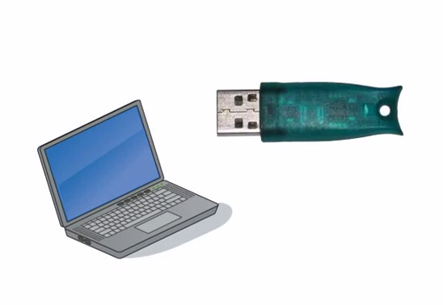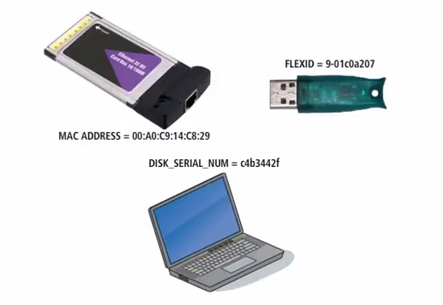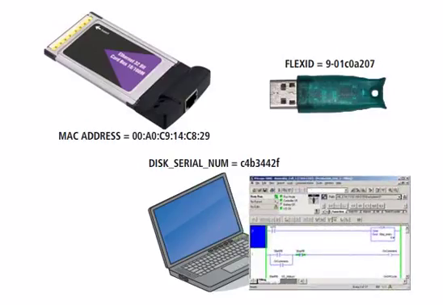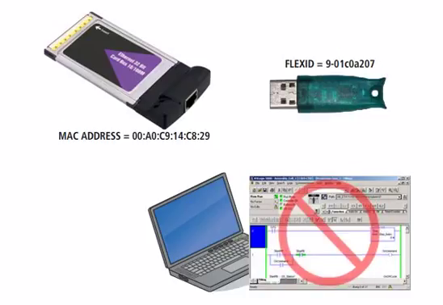FactoryTalk activations use host IDs to lock each software activation file to a specific hardware device. A host ID is a unique value that is used to identify a computer hosting a Rockwell software product. Without a host ID, you cannot obtain a FactoryTalk activation for your Rockwell software product.